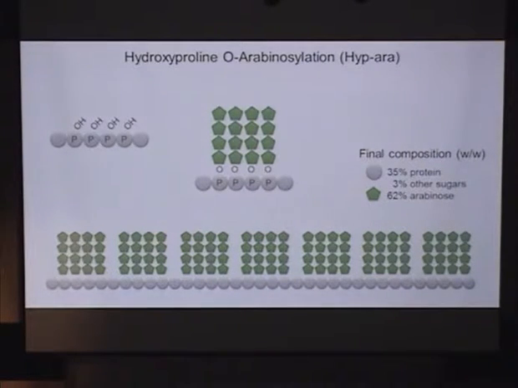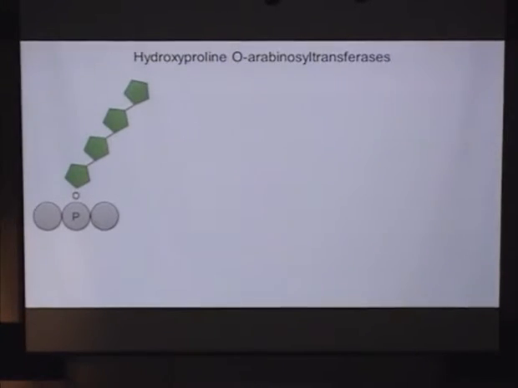So the plants and algae that do this are committing quite a bit of sugar and quite a bit of their resources to modifying these proteins very heavily, in fact. So why do they go through the trouble of doing all of this modification? That's one of the questions we're really interested in in my lab. Fortunately, we can use a genetic approach to ask that question.